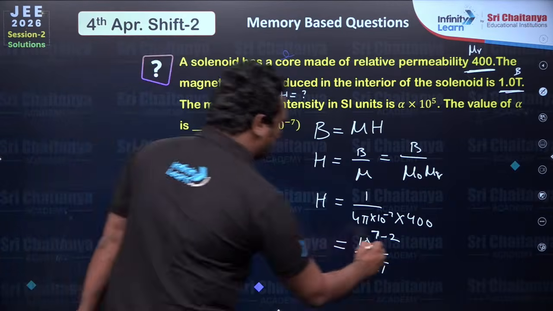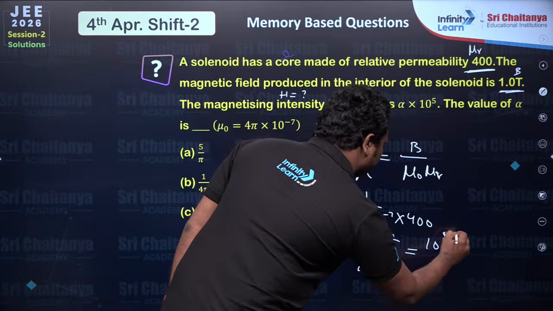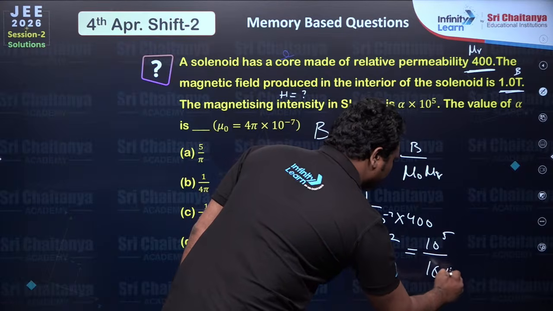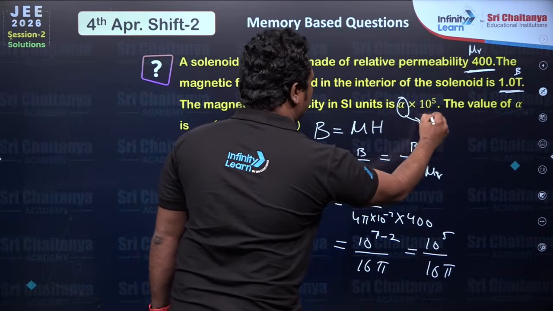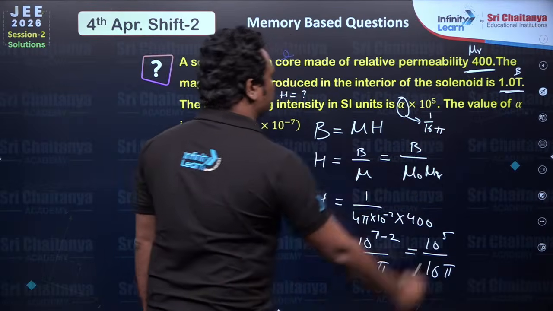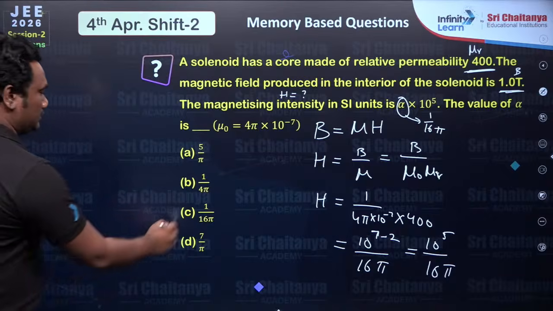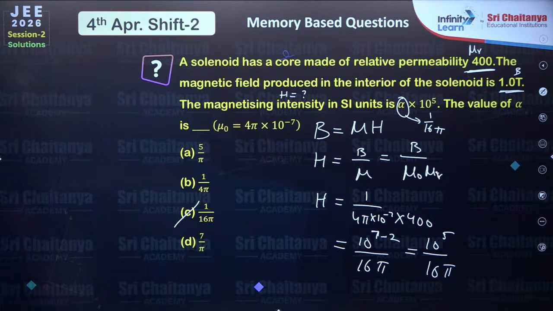So this is 10 power 5 divided by 16 pi. So this is my alpha. The alpha is coming as 1 by 16 pi. This itself is our answer. Okay, normal question from magnetism and matter.